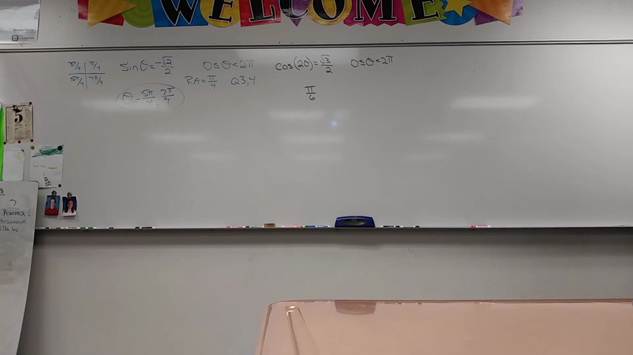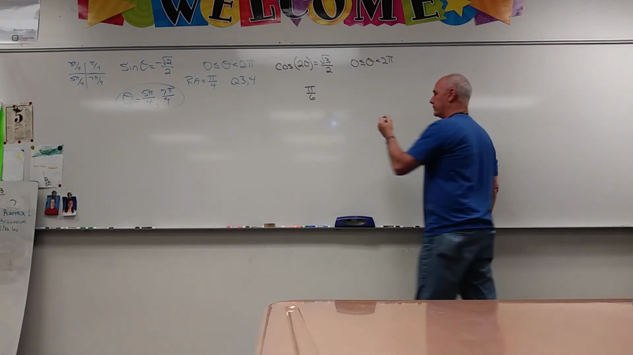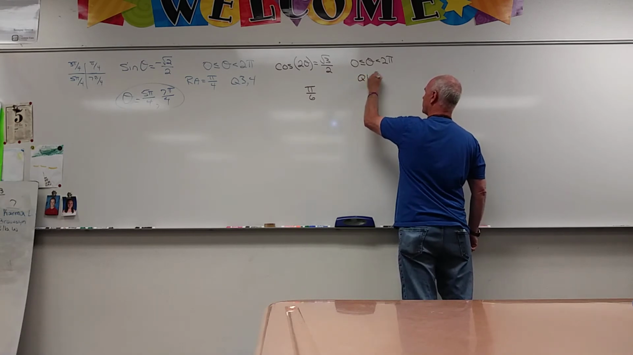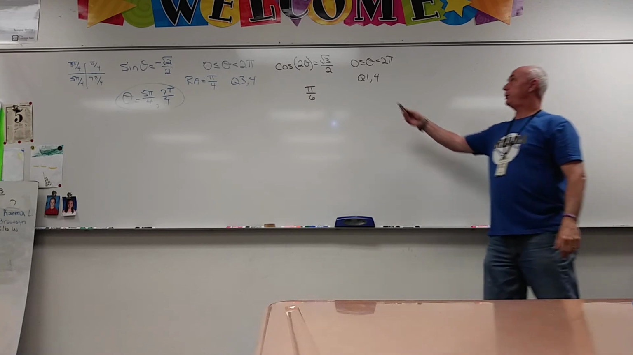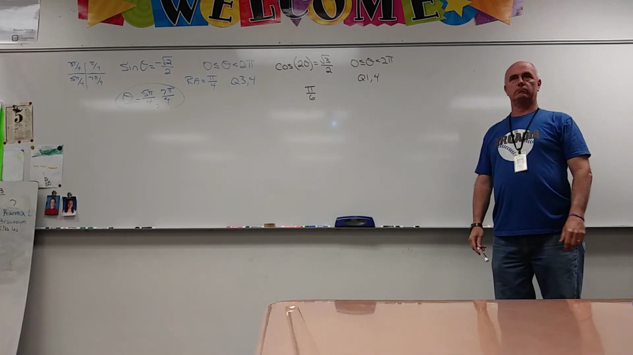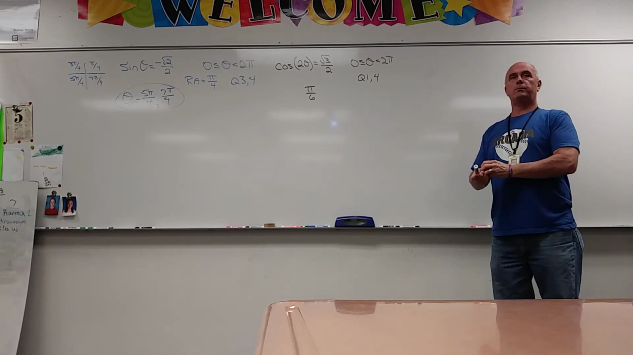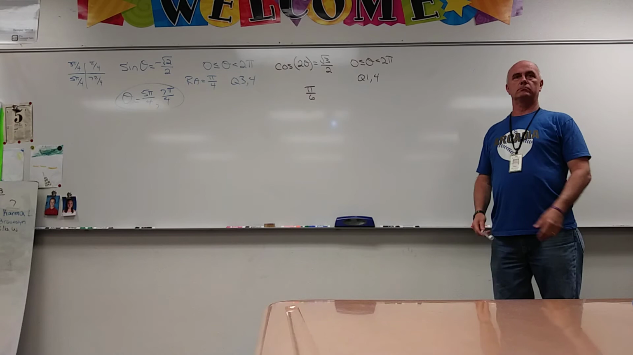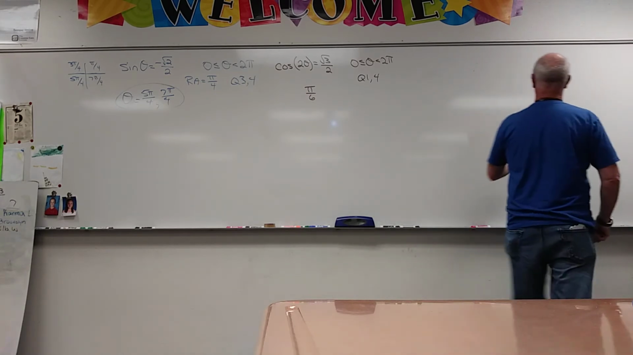Which quadrant or quadrants are we talking about in this problem? 1 and 4. I would agree. So we need pi over 6 in the first quadrant and the fourth quadrant. Sound good? All right, what's pi over 6 in the first quadrant? Pi over 6, we like that. What about the fourth quadrant?